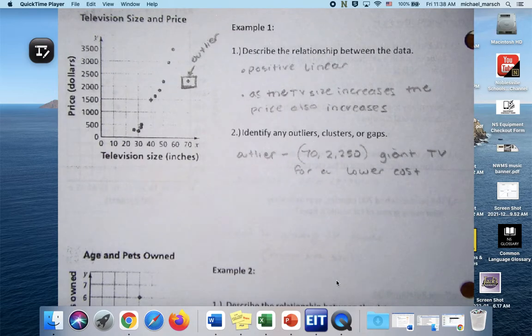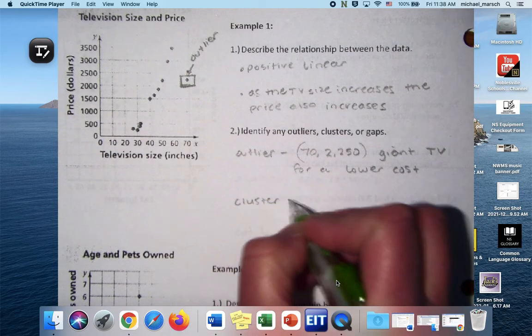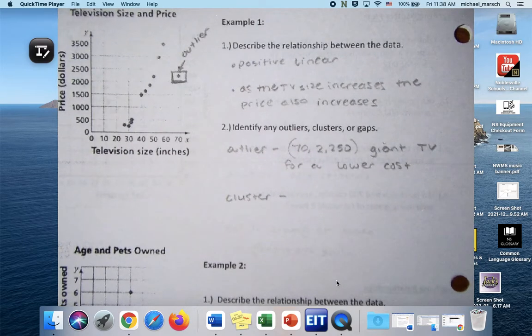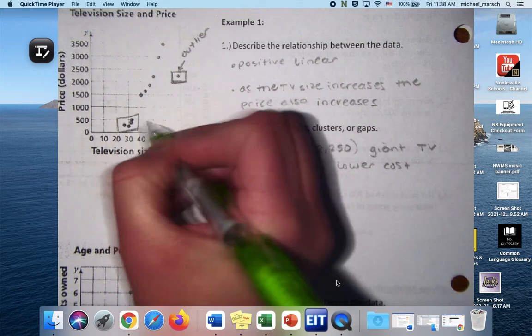A cluster is a group of three or more plots in the same area. So do we have a cluster anywhere on this? Yeah, by the 30. Yep, this would be our cluster.